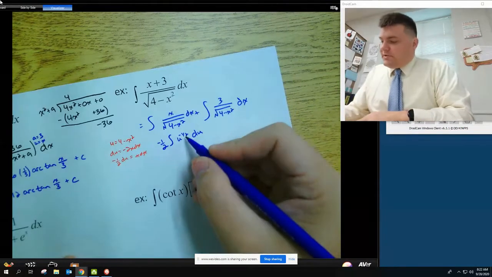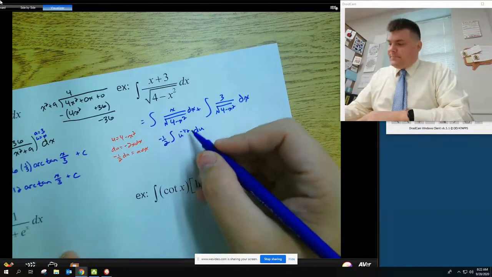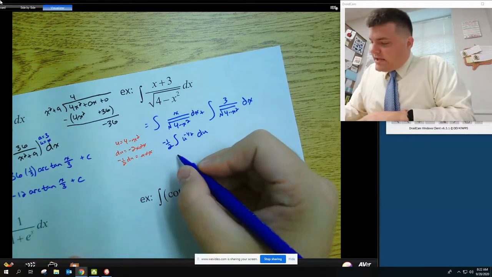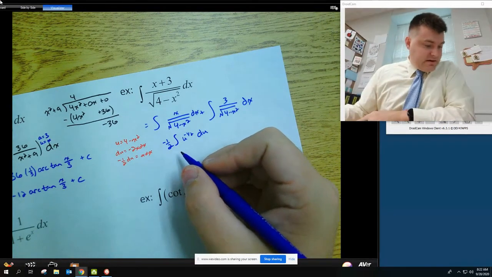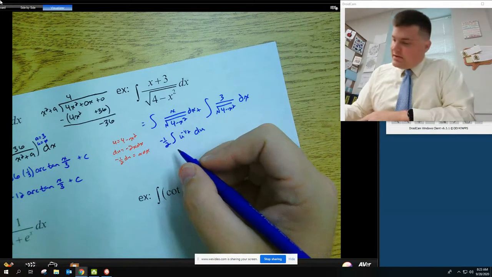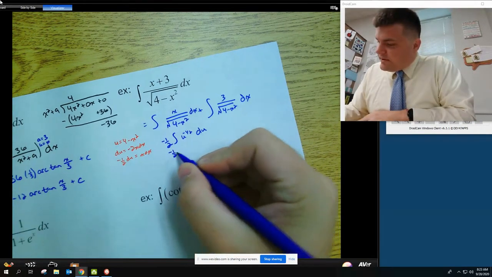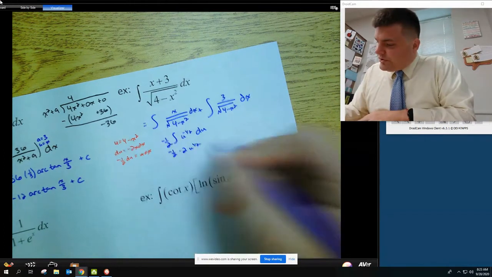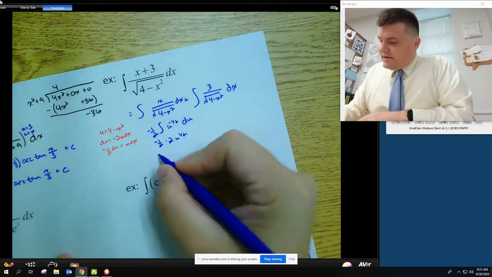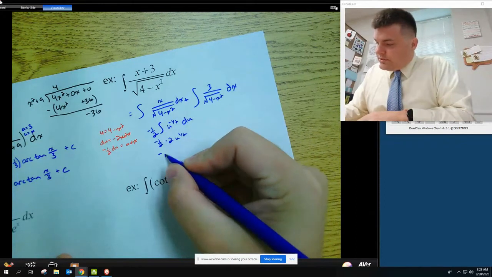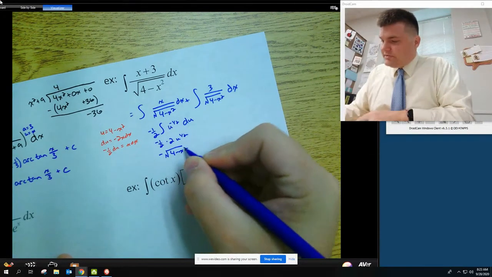So now what I'm going to do here is integrate, which is going to end up giving me, it should be a 2, right? Yeah. I'm going to end up with a 2 here. So negative 1/2 times 2u to the 1/2, which is going to become negative, and then instead of u, it's just going to be square root of 4 minus x squared. So that's this half.